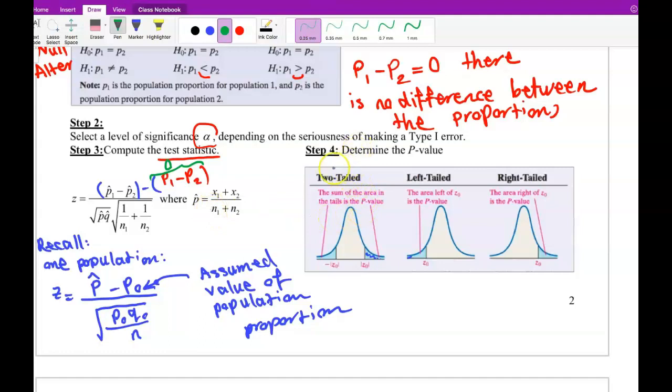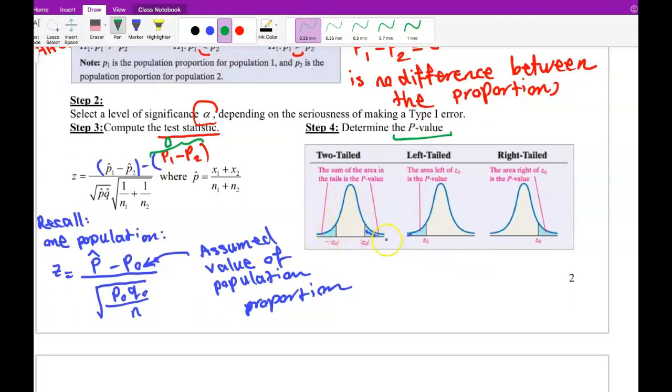Okay, then step 4, we should find the p-value and then compare it with alpha. So p-value, again, same thing. When it's two-tail, p-value is the sum of the areas in the tails, and here when it's left tail, p-value is area left of Z, and here when it's right tail, p-value is area right of Z.